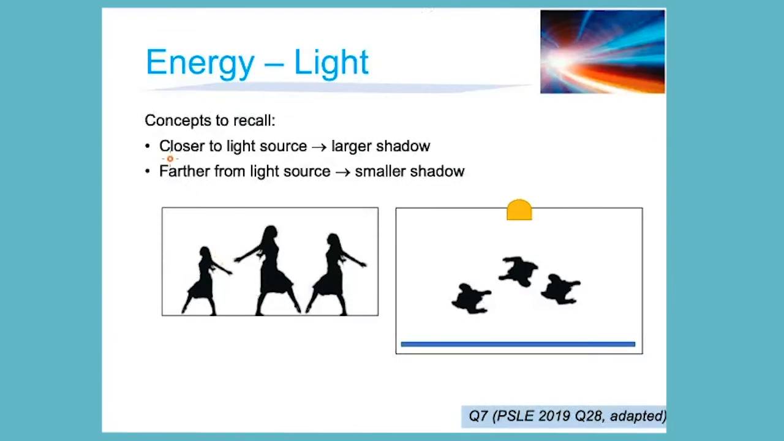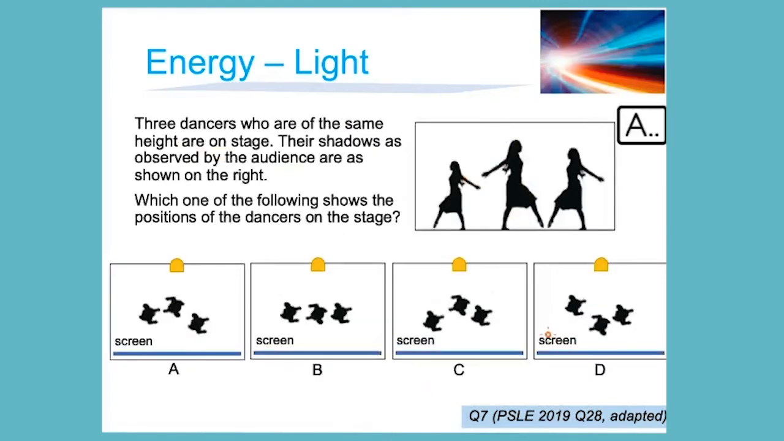The concept to recall is that the closer you are to the light source, the larger the shadow. So this has the largest shadow. I would therefore assume that this middle person must be the one that's closest to the light source. And if it's the smallest shadow, which is here, it should be furthest away from the light source. So if that's the case, the middle one must be closest to the light source.